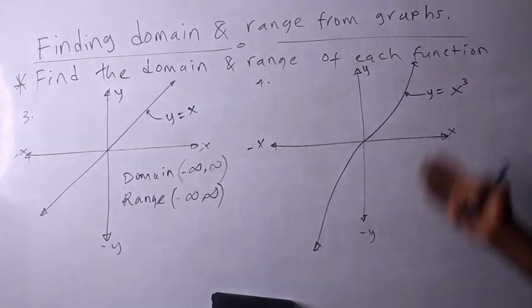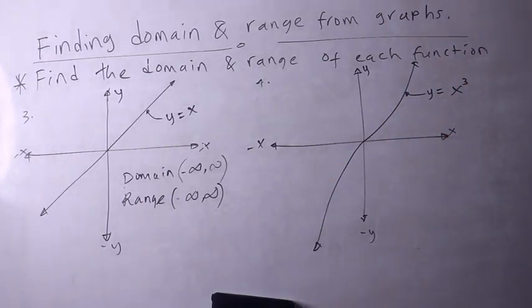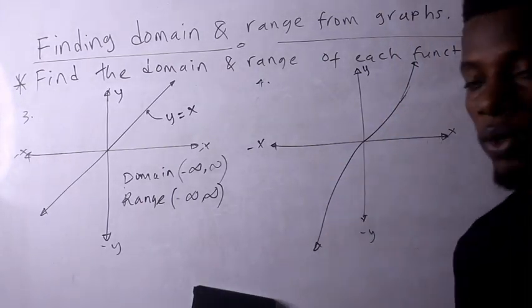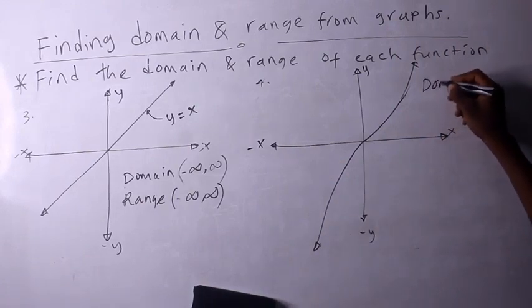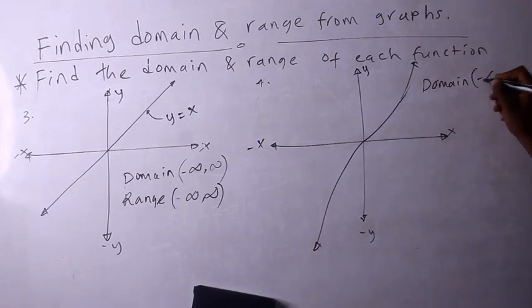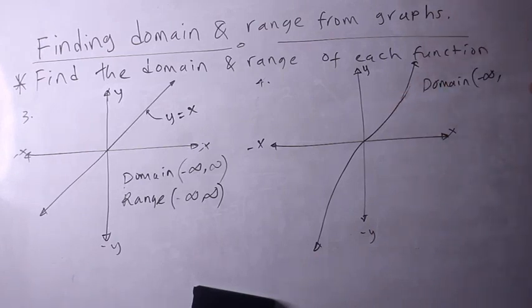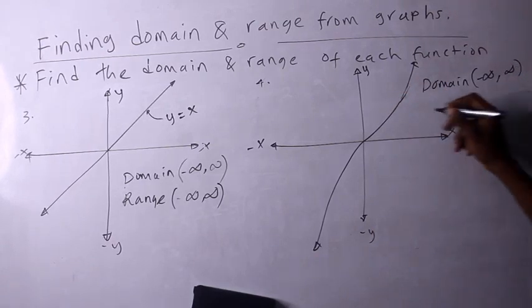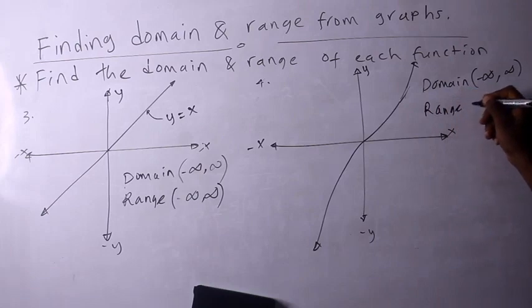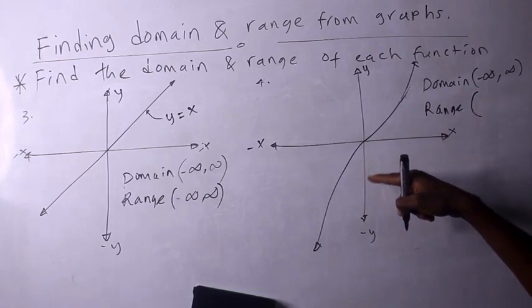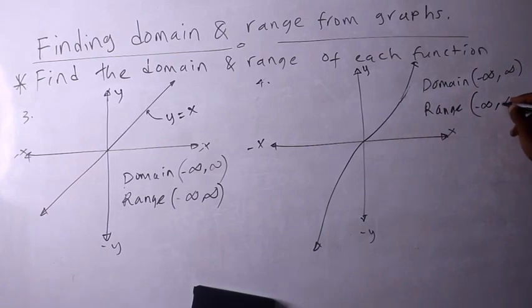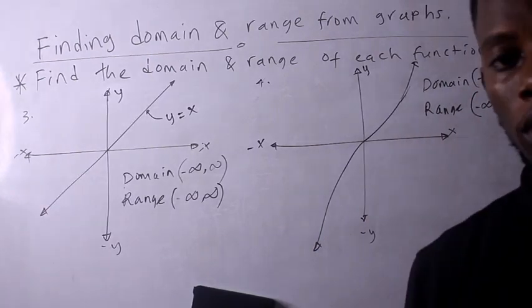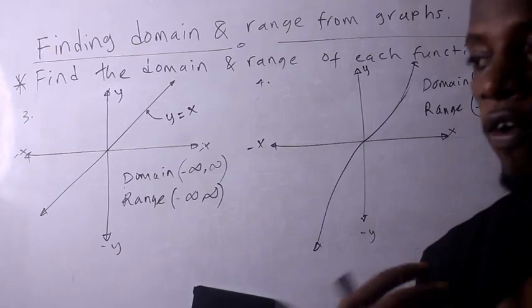Let's look at this. This is the graph of y equals x cubed. The domain of this graph again starts from negative infinity and goes upward to infinity. And the range is from negative infinity as well, and it also goes to infinity. So this is how we find domain and range of functions from graphs.